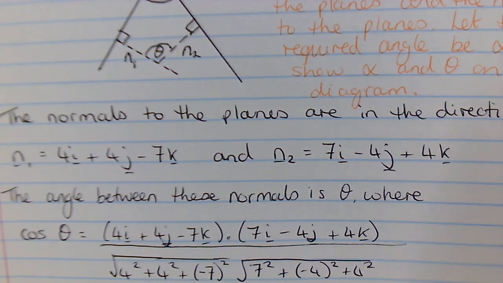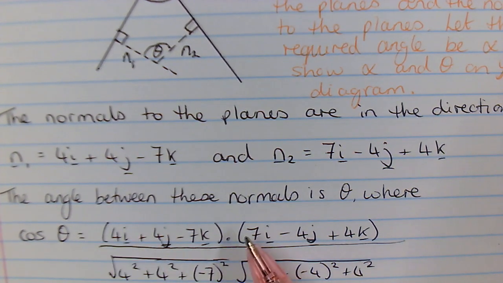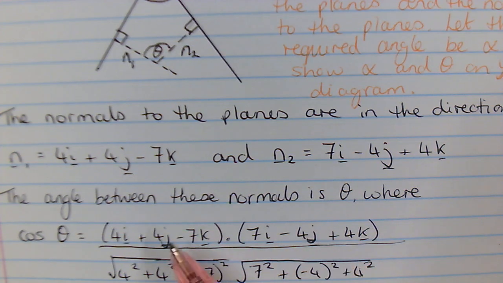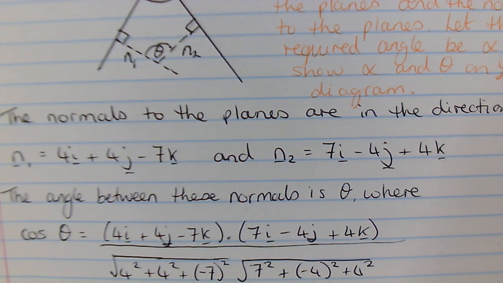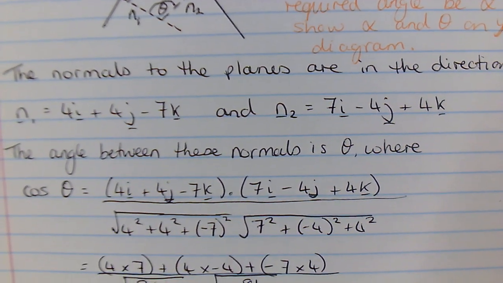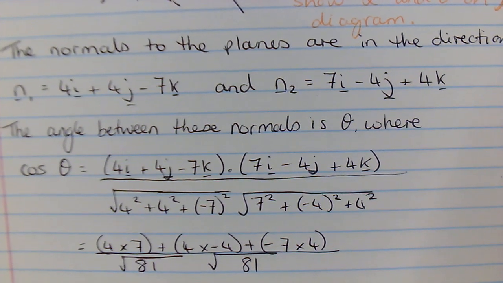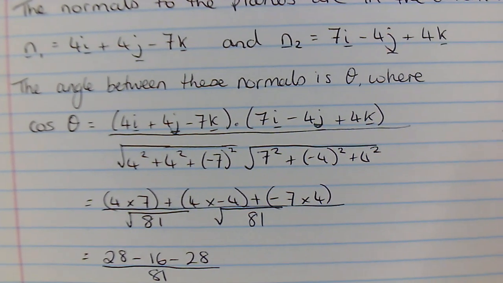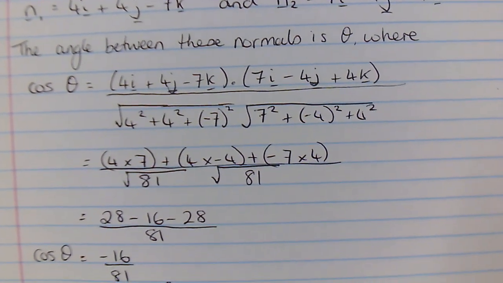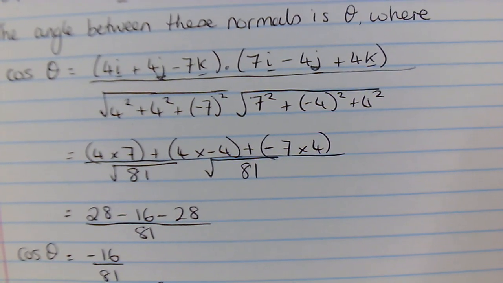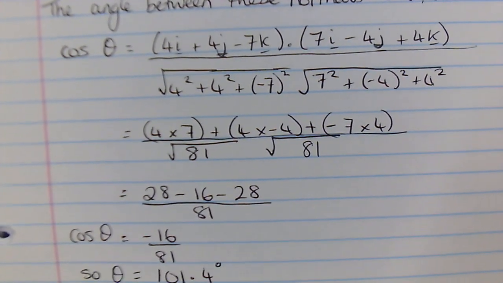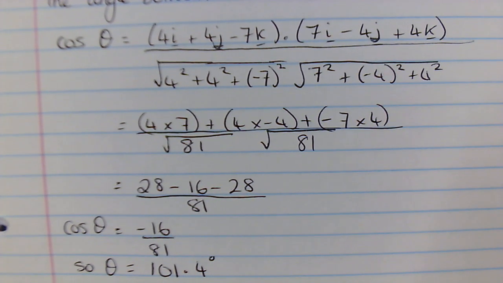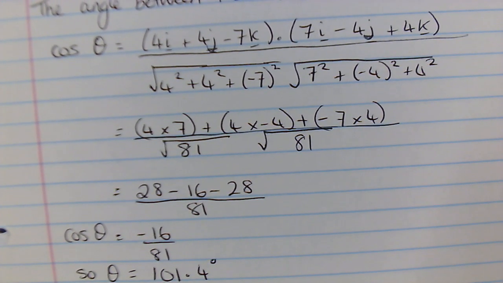Working those out, you've got 4 times 7, add 4 times minus 4, add minus 7 times 4, and then you can put the roots into your calculator. So we end up, just working through it, with cos theta is minus 16 over 81, so then we can work out that theta is 101.4.